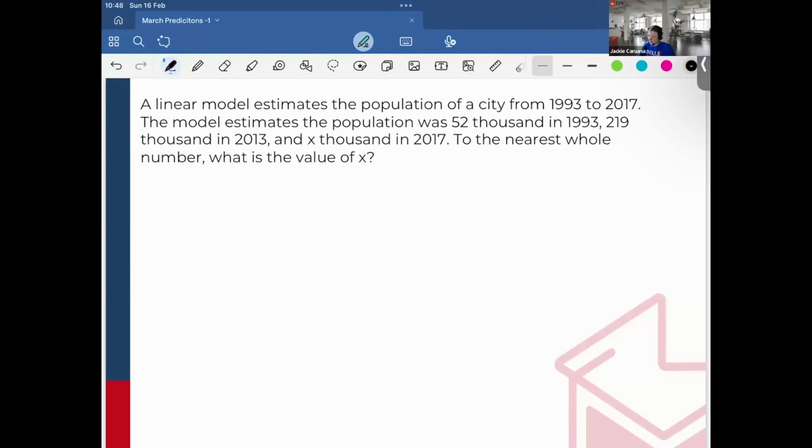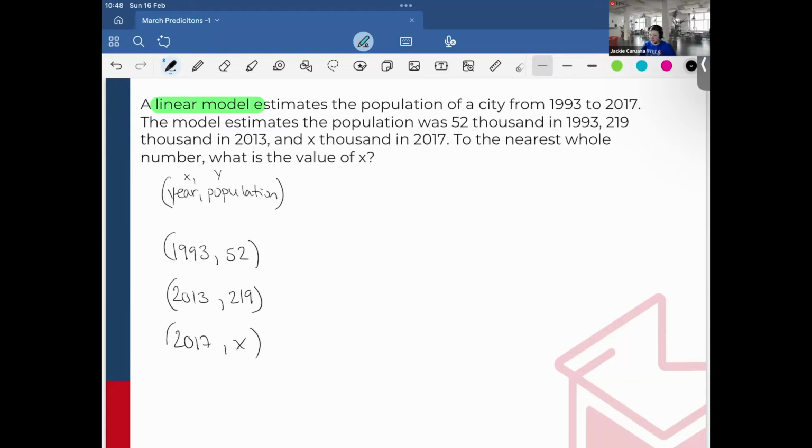Well, since I know that it is a linear model, I can express these coordinates as X and Y values. So basically, it'd be year and population, with population on the y-axis, X, Y. So I have 52,000 in 1993. So 1993, population's 52. In 2013, it's 219,000. And in 2017, which we're trying to solve for, it's X.